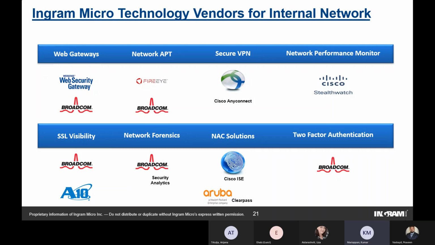For instance, web gateways, we have web security gateways, Broadcom, FireEye. For network APTs, as I said earlier, EDR also protects against APTs. Same thing applies for network APTs. We have many such solutions that are available. Secure VPN, yes, and Cisco AnyConnect. Do you remember how we can protect certain things when it comes to network-based attacks? Secure VPN is one of them.